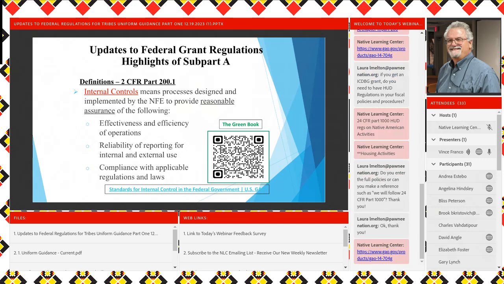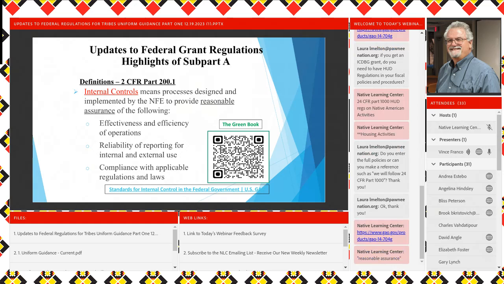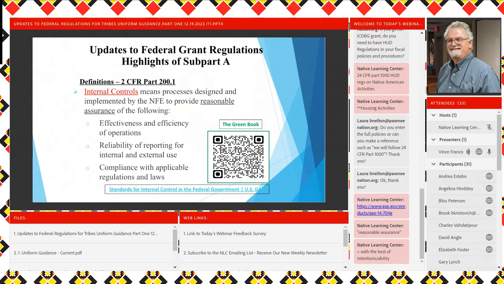Internal controls means if you receive federal funds, it means the process that you have designed and implemented on your end as the non-federal entity, the federal funding recipient, to provide what, and write this phrase down if you haven't already, reasonable assurance. This is a phrase taken right out of the regulations, reasonable assurance. What reasonable assurance means is with the best of intentions, to the best of our ability. So what we want to do using this phrase, reasonable assurance, is make sure that all of our internal controls, all of our policies and procedures start with that phraseology.